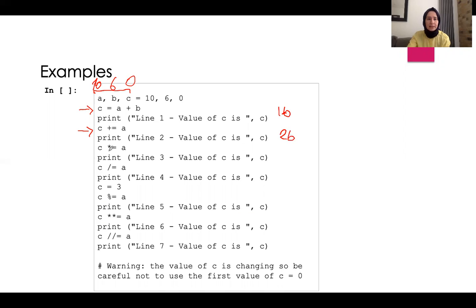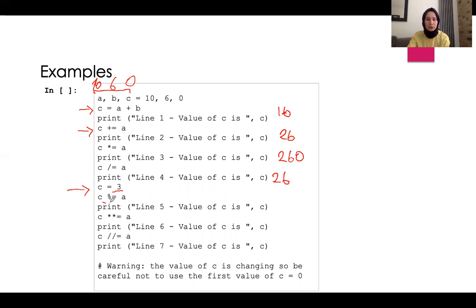Then we have C multiplied by A. So basically, we have to multiply the 26 by the 10 here. Then the C value will become 260. And then we have C divided and equal to A. And here, guys, we have to divide C by A, and therefore the result will be 26. And as you can see, we have a redefined C here, and C equals 3.